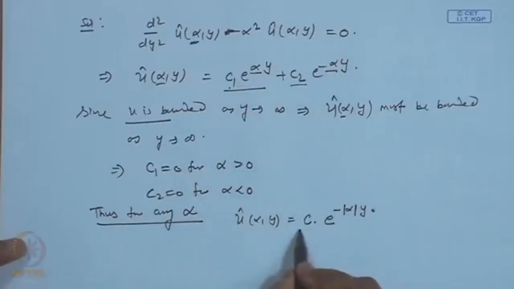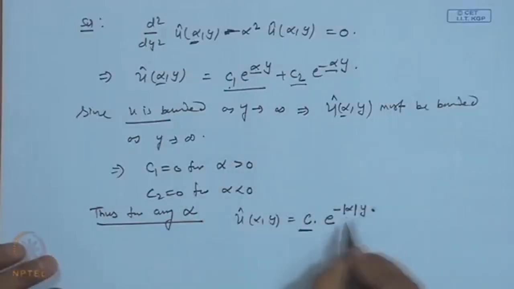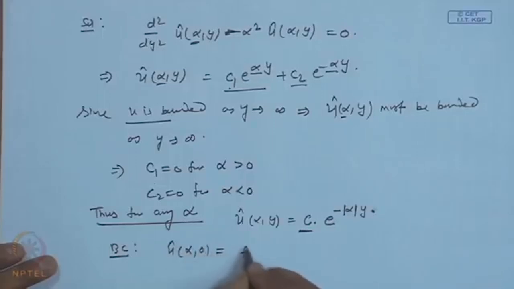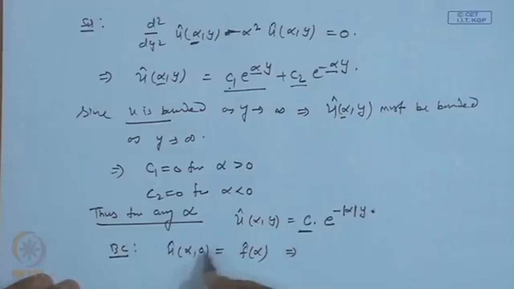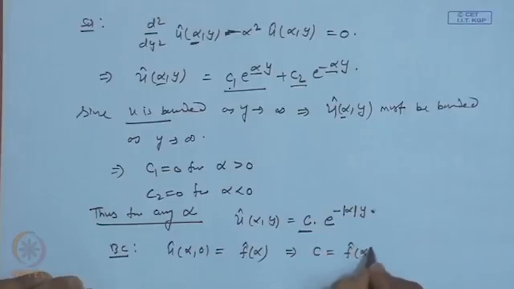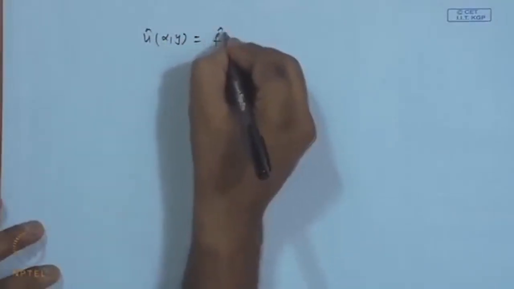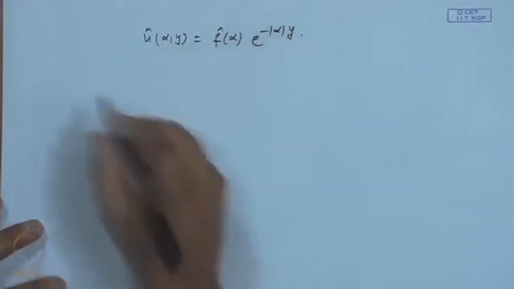So what we have is some constant and e to the power minus alpha y. Now, with the boundary condition, we have u hat(alpha, 0) is f hat(alpha), which is given; the boundary condition we have transformed. So as y goes to 0 we will get c, so c will be f hat(alpha), and now our solution of the transformed ODE is f hat(alpha) e^{-alpha y}.